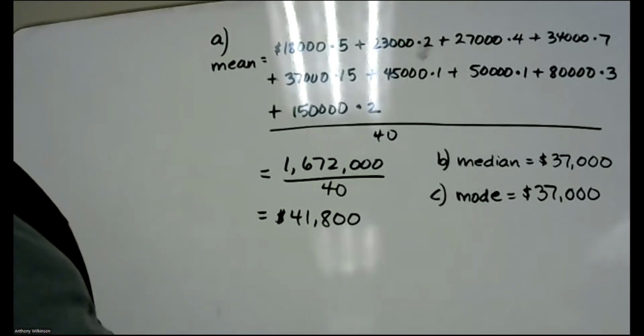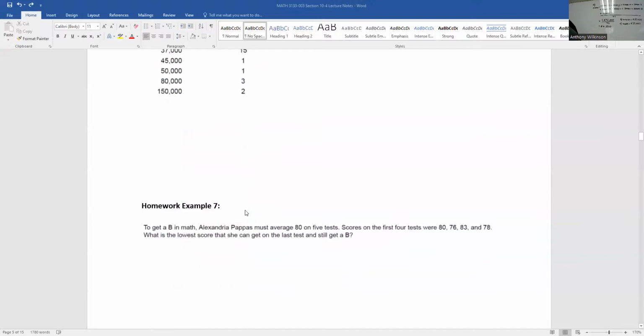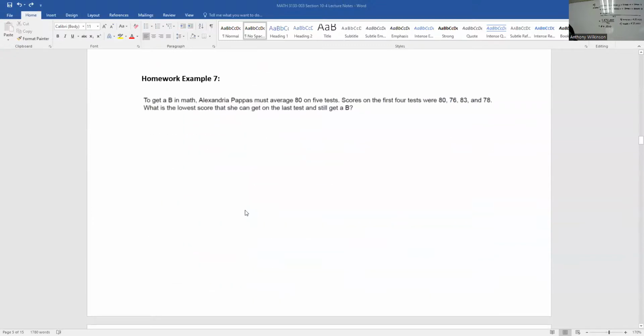Okay, let's look at number 7. To get a B in math, Alexandria Pappas must average 80 on 5 tests. Scores on the first 4 tests were 80, 76, 83, and 78. What is the lowest score that she can get on the last test and still get a B?